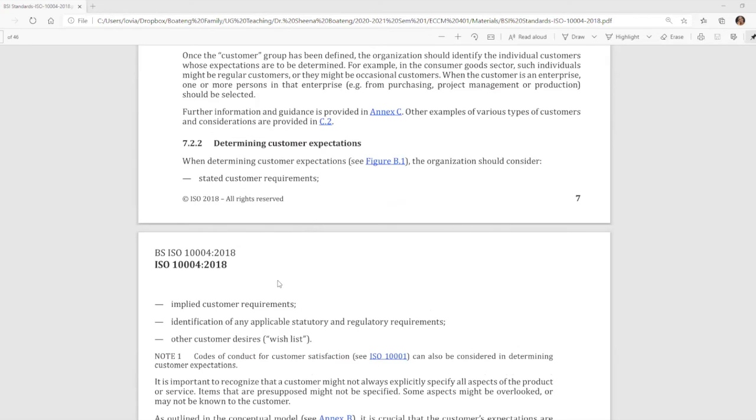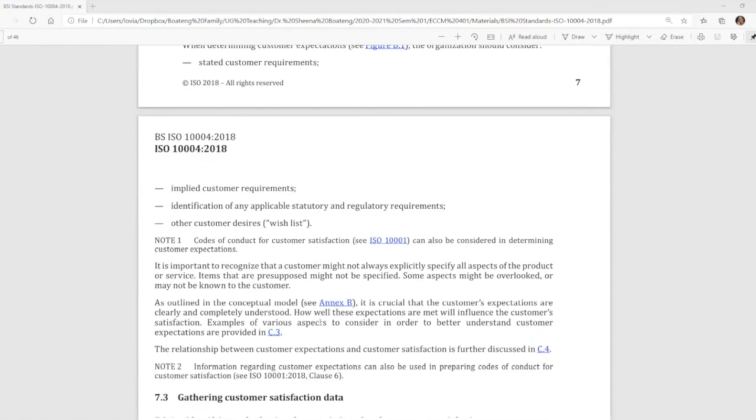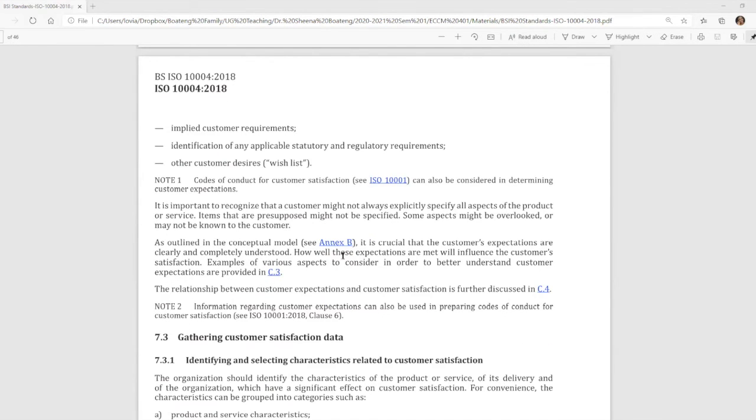So now that we have determined how to find out and understand customer expectations, right? Now we know there are four requirements: stated customer requirements, implied customer requirements, identification of any applicable statutory and regulatory requirements, and then the other customer desires which are on their wish list. Once we understand these things, we will definitely be able to know what customers expect from us. So we will stop here for now.